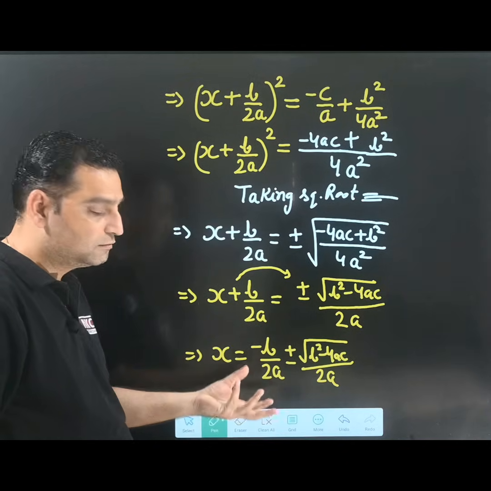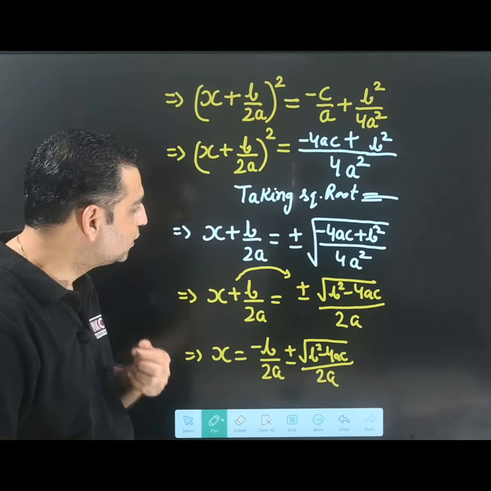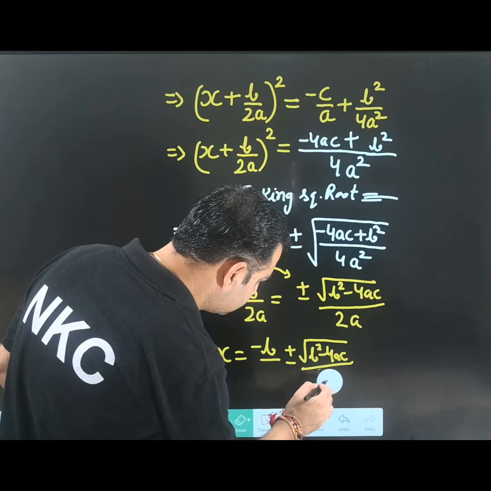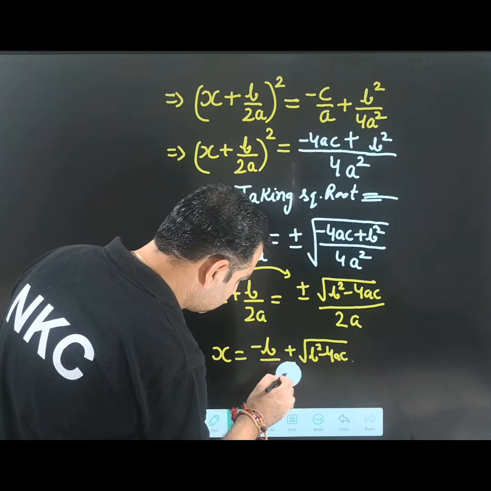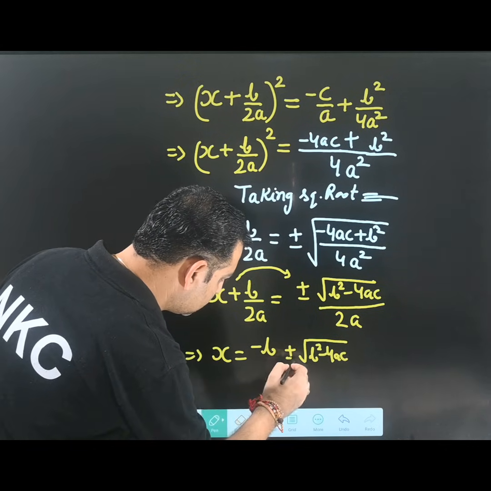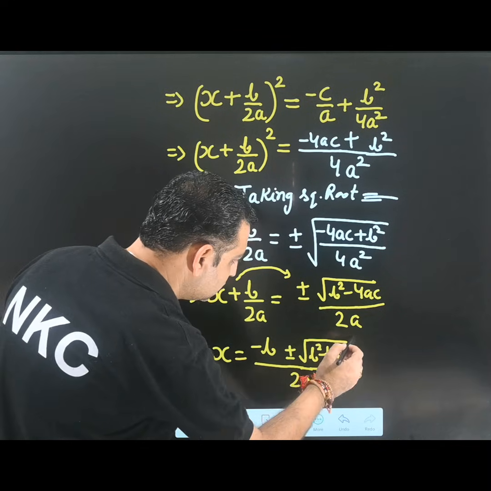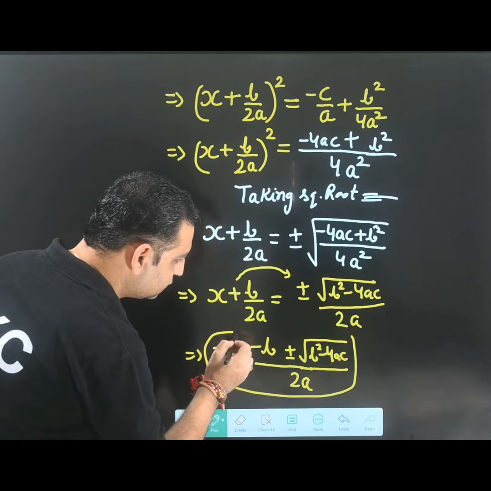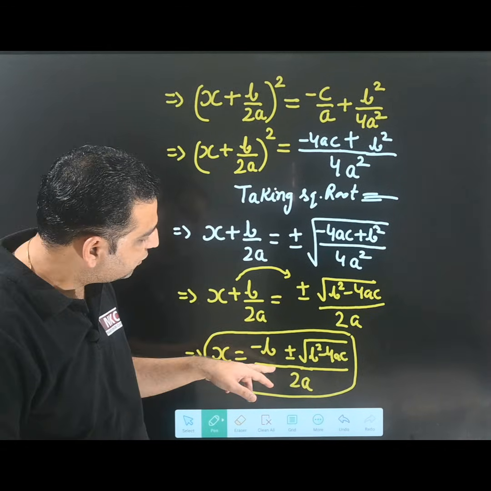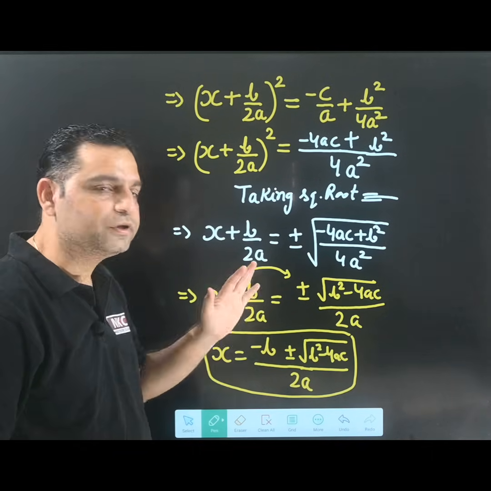Now did you analyze that the denominator is same, 2a and 2a? When the denominator is same, then in the next step we just need to write them together. And I'm writing in the same step because of less space available. This is plus minus together, and this 2a I have combined, and this is the quadratic formula we get: x is equal to minus b plus minus square root of b square minus 4ac upon 2a.